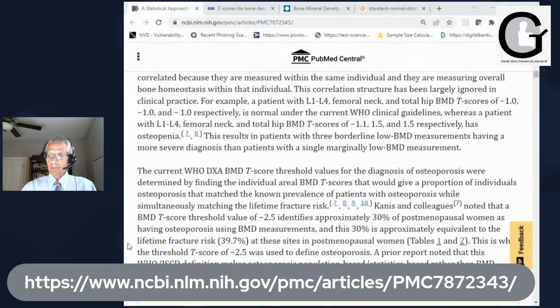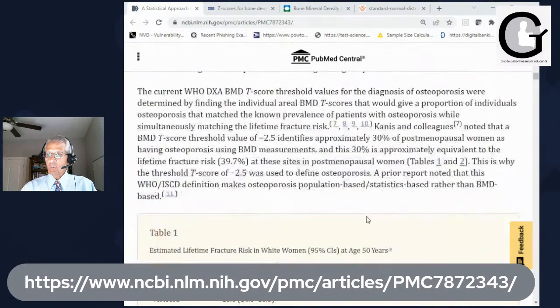It says these individuals noted that the BMD T score threshold value of negative 2.5 identifies approximately 30% of postmenopausal women as having osteoporosis using BMD measurements. And this 30% is approximately equivalent to the lifetime fracture risk at these sites in postmenopausal women. This is why the T-score threshold of negative 2.5 was used to define osteoporosis. A prior report noted that this definition makes osteoporosis population-based, statistics-based, rather than BMD-based.